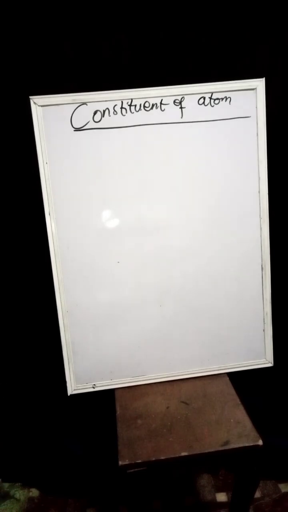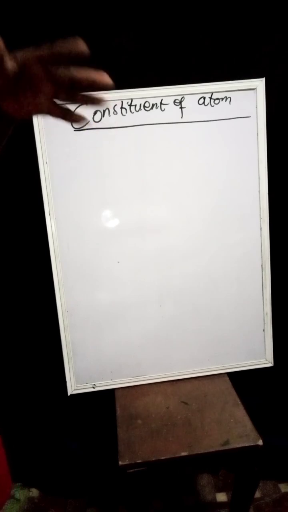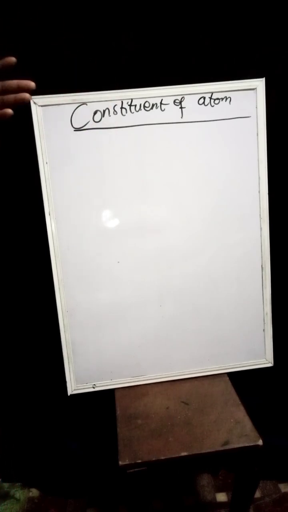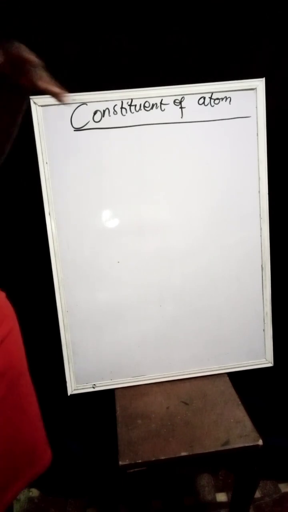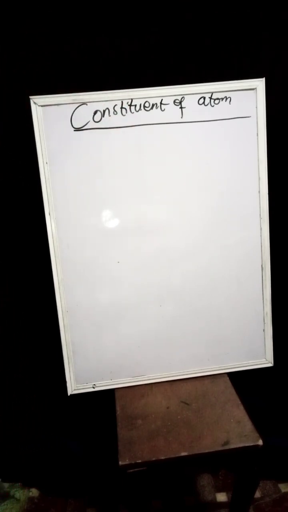Okay, in today's video, we are going to look into the constituents of an atom. Regarding the Rutherford atomic model, we suggested that an atom is made up of a tiny positively charged nucleus surrounded by negatively charged electrons that have small mass.